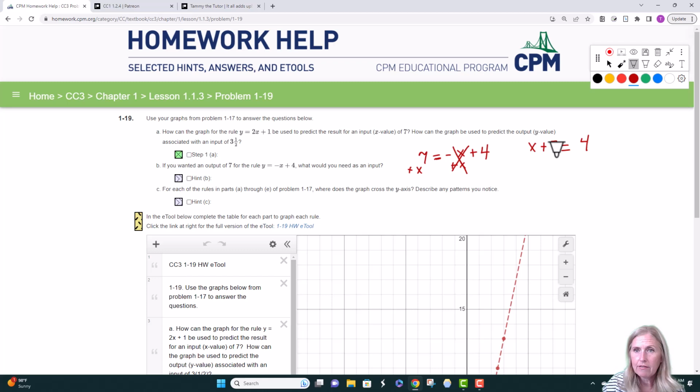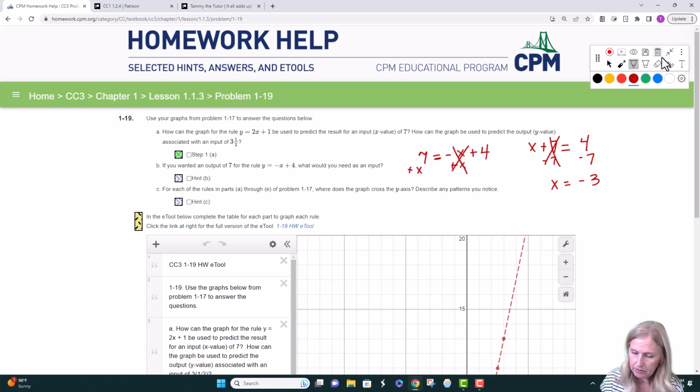Now I want this 7 to move over here with the 4. So how do I get rid of a negative 7? I subtract it, but what I do to one side, I must always do to the other. That adds up to a 0. I'm left with X equals negative 3. Okay, so if we want our output to be 7, our input needs to be a negative 3.